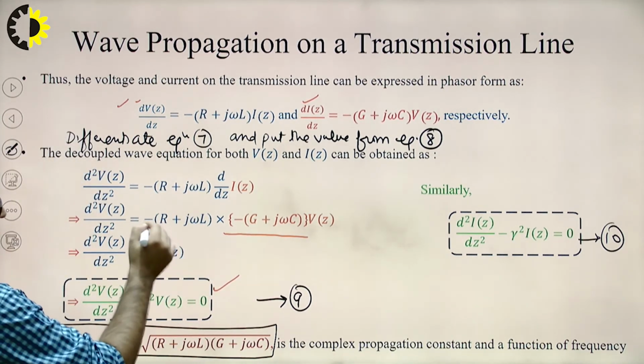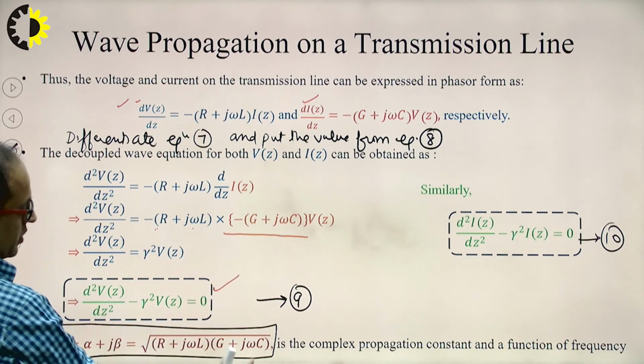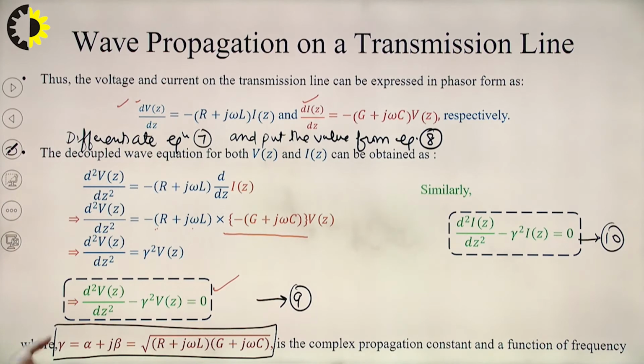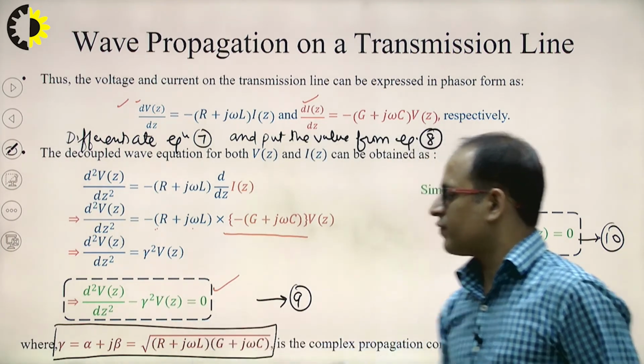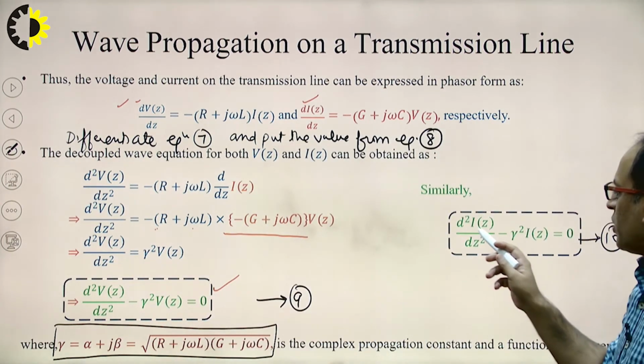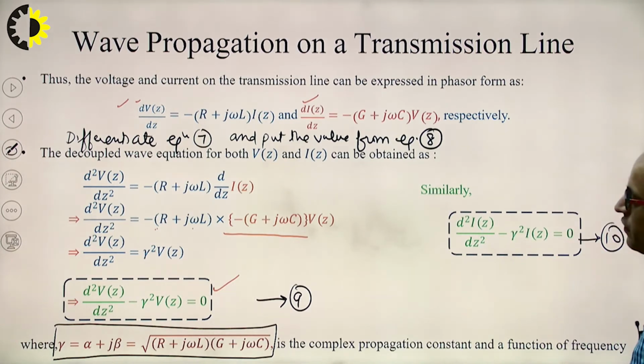Gamma square will be equal to (R plus j omega L) into (G plus j omega C), and this gamma is equal to what? Real part plus imaginary part. The propagation constant is a complex value, that is alpha plus j beta. Clear? So similarly, another wave equation in terms of current, that is d2I(z)/dz2 equal to gamma square I(z).